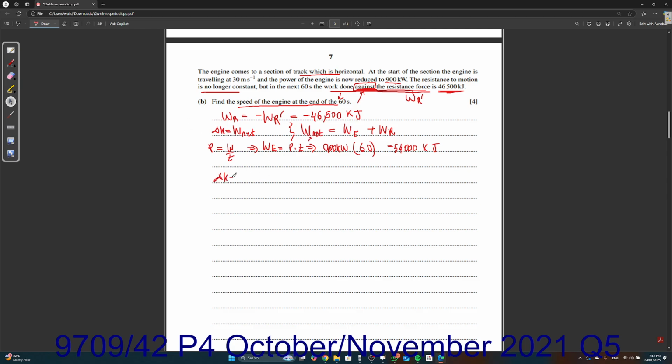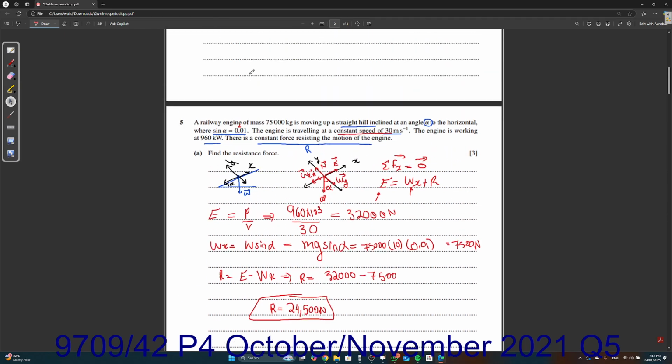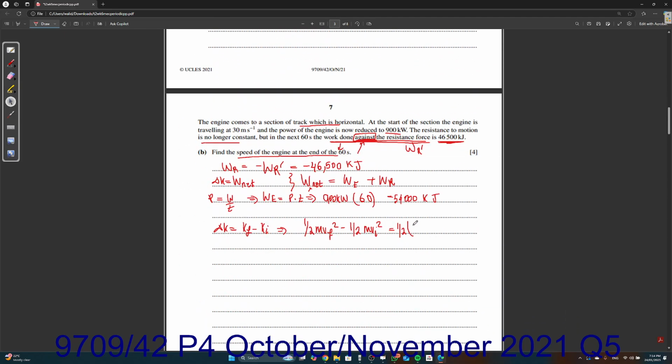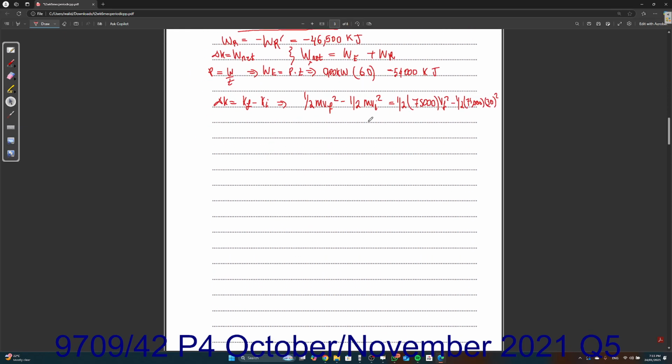What's delta K? Delta K is equal to K final minus K initial. So it's half m v final squared minus half m v initial squared, which is just half times the train is 75,000 times velocity final squared. We don't know, we're trying to find it, minus half times 75,000 times velocity initial squared, which was 30 squared, right? Okay, so this is delta K.